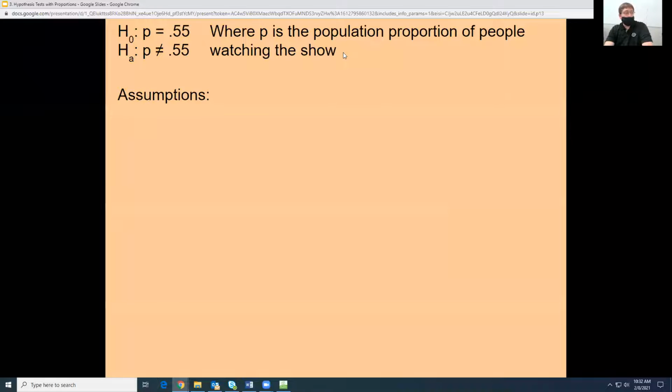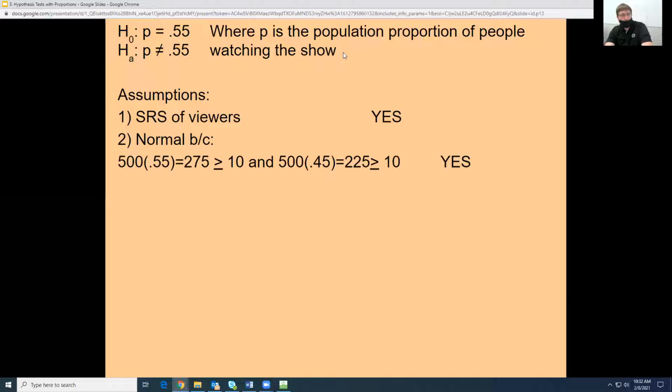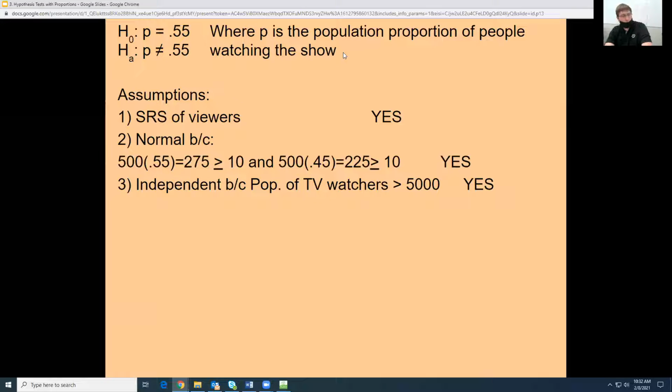Okay, so assumptions. This part again will be on your quiz Wednesday. So this part is important that you know first off. So you got to verify that you have a random sample. We do, of viewers. Yes, we're good. We got to verify that it's normal because n times p and n times 1 minus p are both greater than 10. They are, we're good. And then lastly, you have to verify independence. And so the population of people who watch TV is greater than 5,000, we're good. All right, so everything's set.